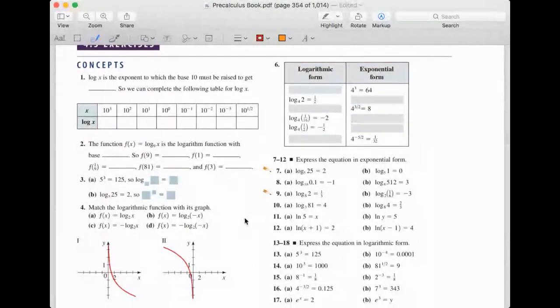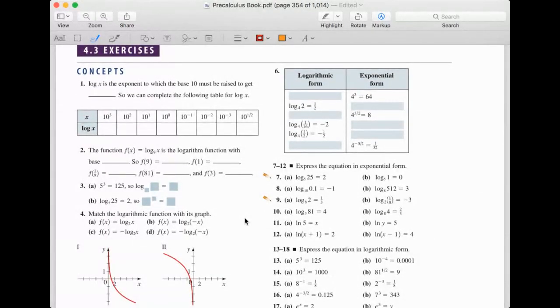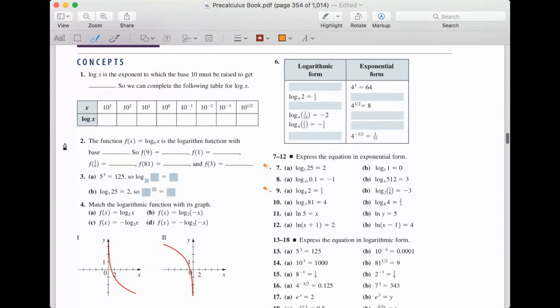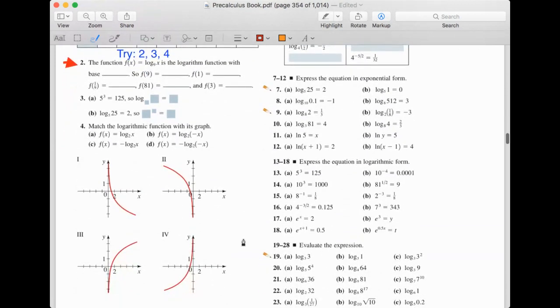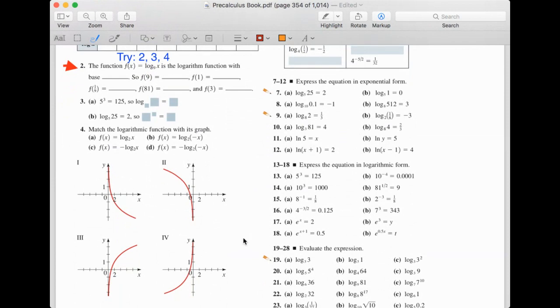Okay, let's do a little bit of practice maybe. Let's try 2, 3, 4. I'll give you probably 10 to 15 minutes to try this.